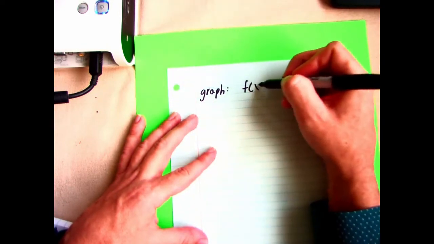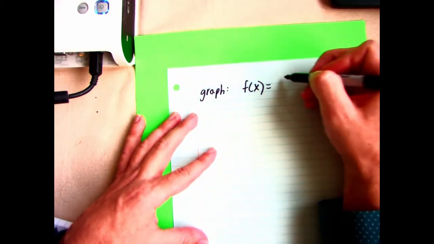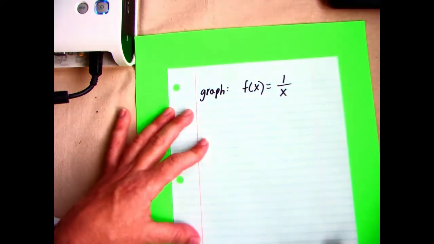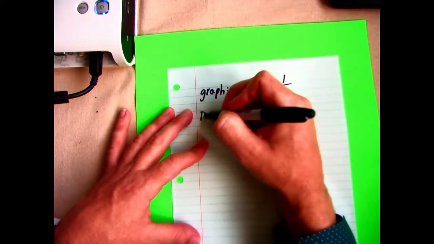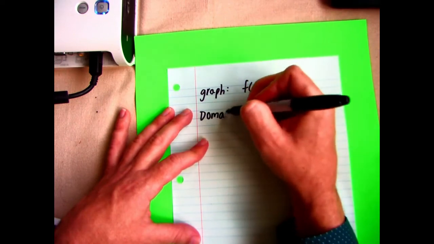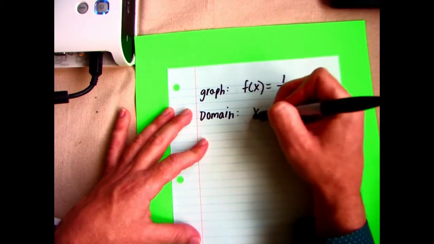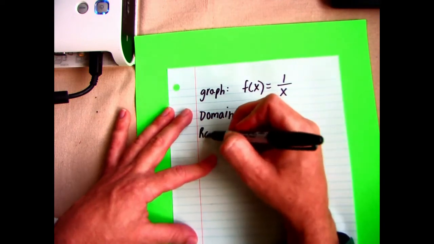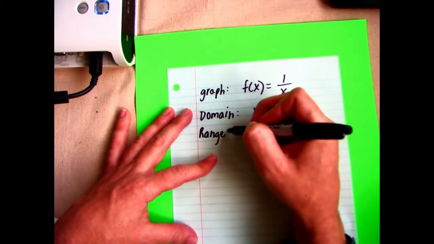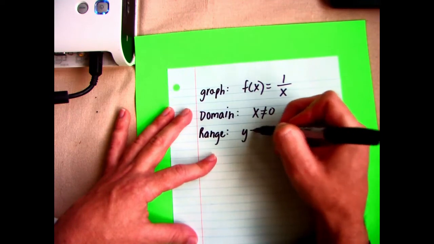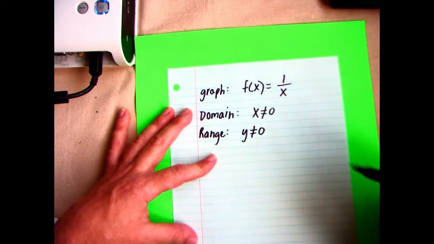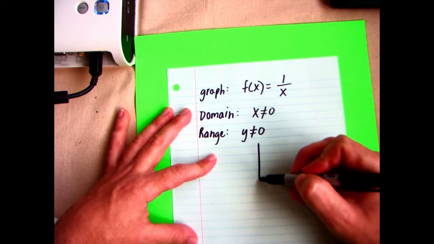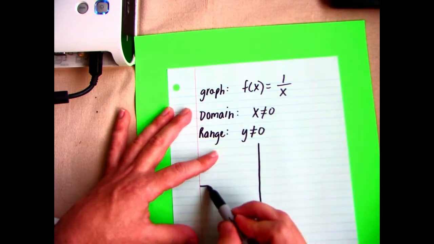So I want to graph this. I want to graph f of x equals 1 over x. With each graph, I want you to start with the domain and range. Let's start with that for every graph. So for this one, we already know domain is x cannot be 0, and range is y cannot be 0. So how is that going to look on our graph?